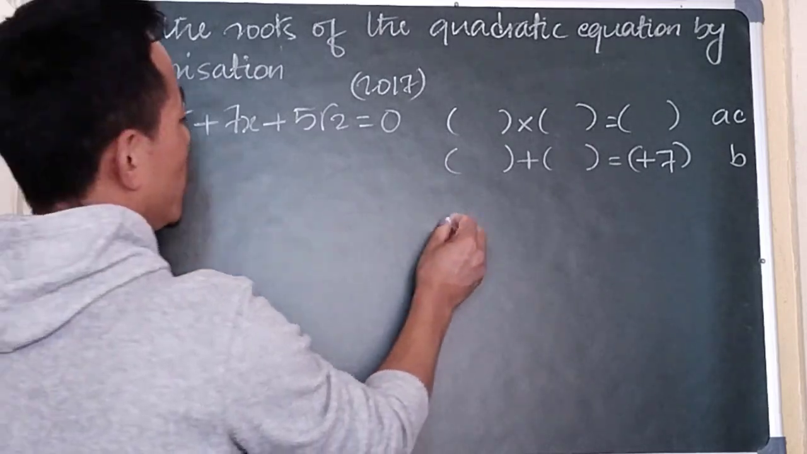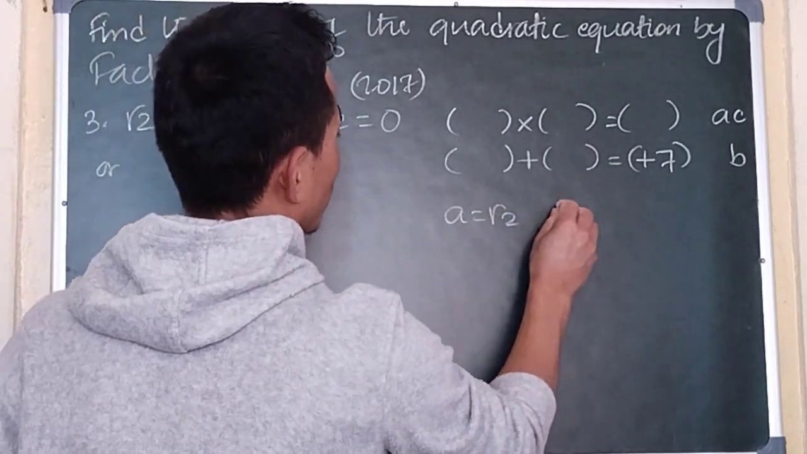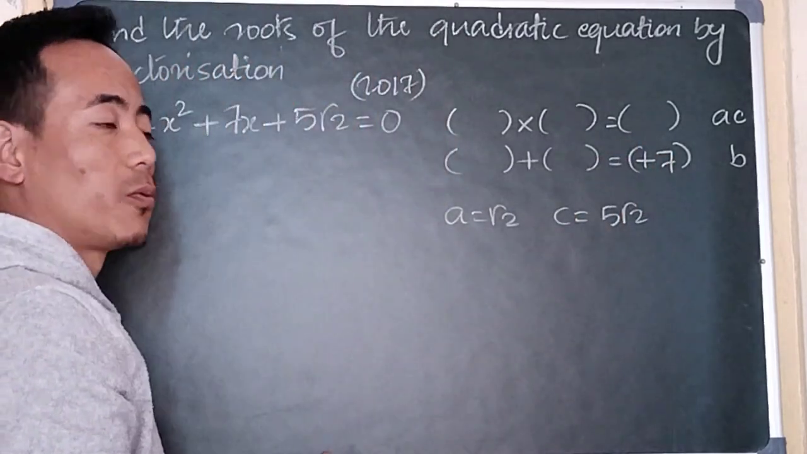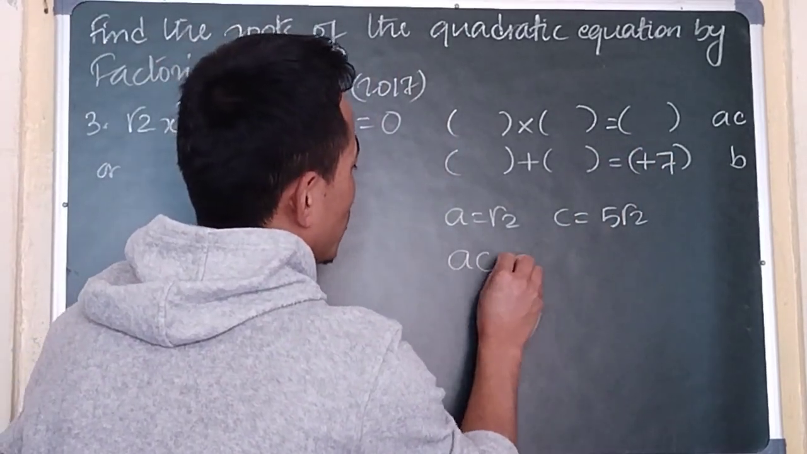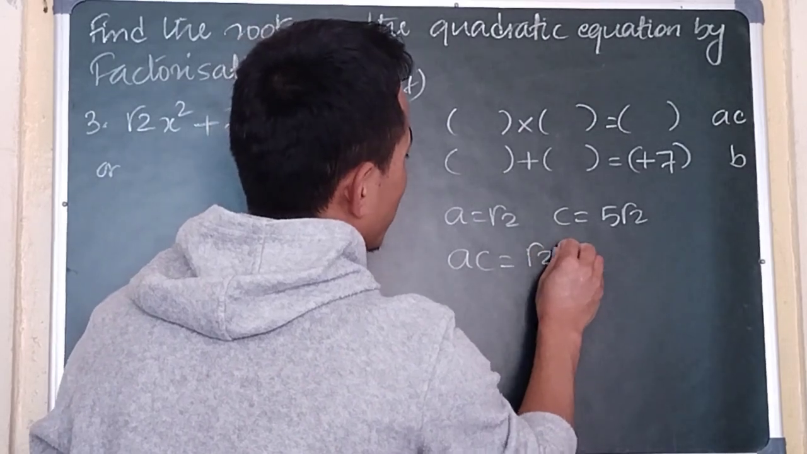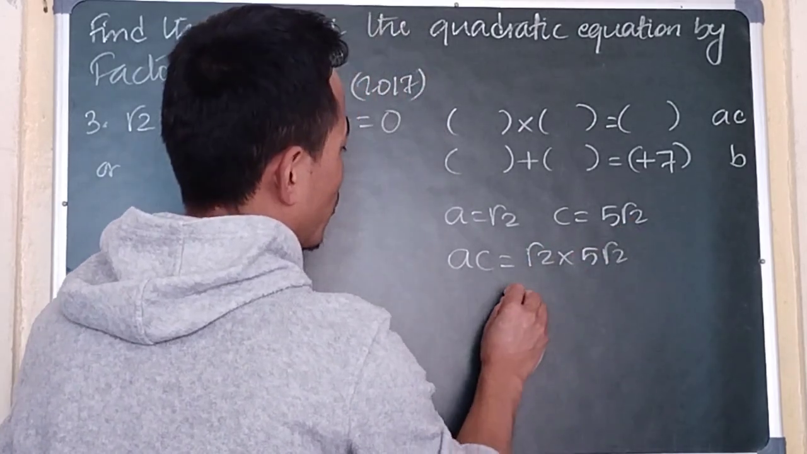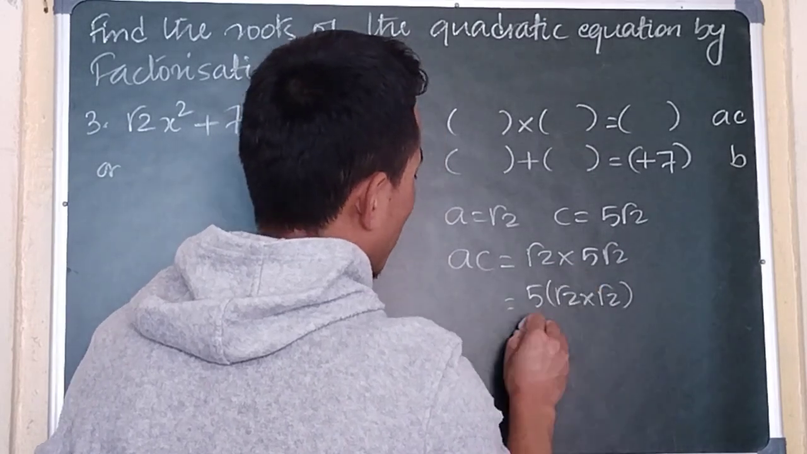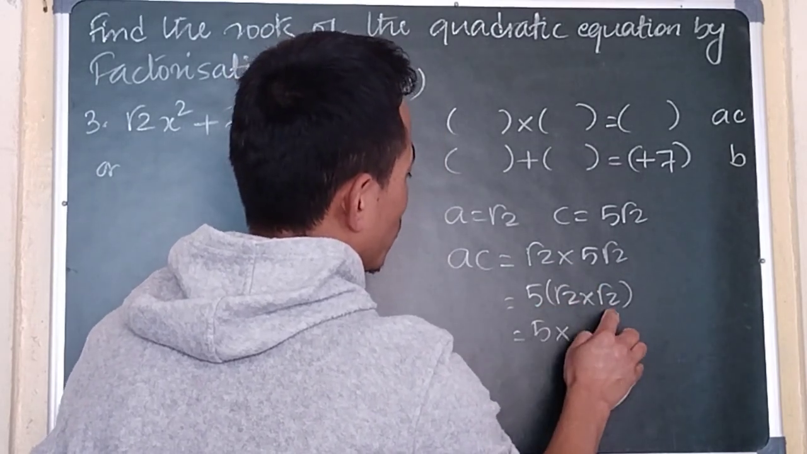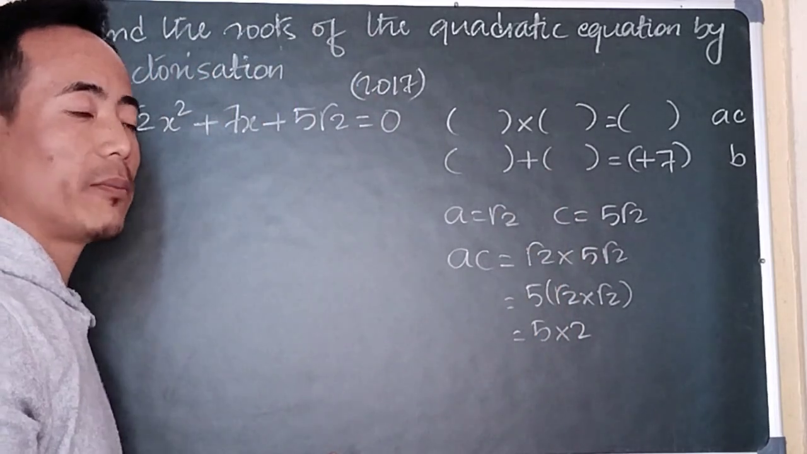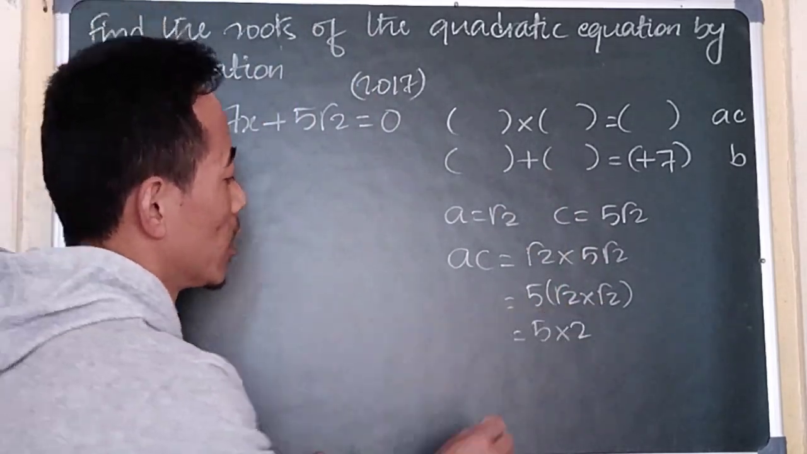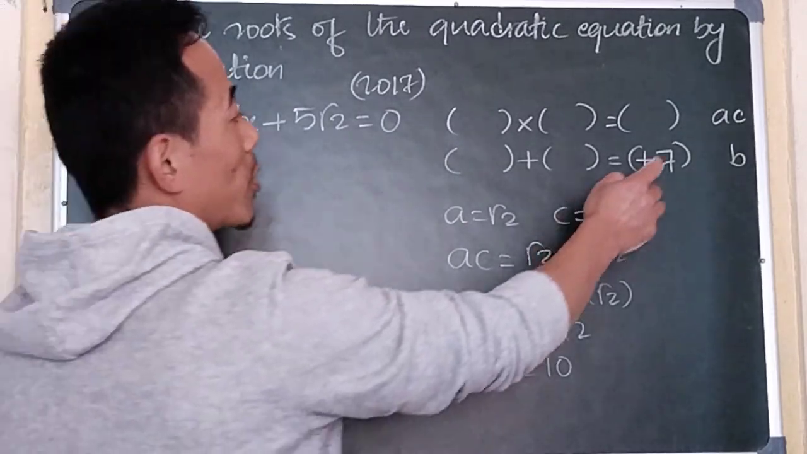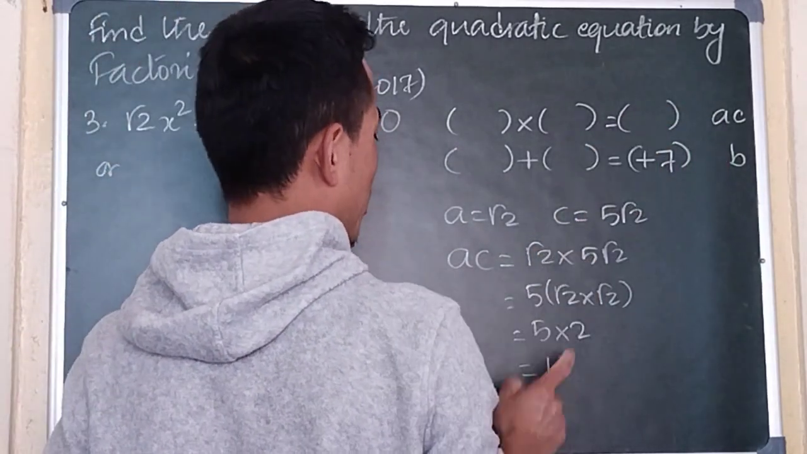So what is the value of A here? Value of A is root 2, and value of C here is 5 root 2. So when you take the product A into C, you will get root 2 times 5 root 2, which is simply 5 root 2 into root 2. Now root 2 into root 2 is nothing but 2, since 2 can be written as root 2 times root 2. So this number should be how much? 10.